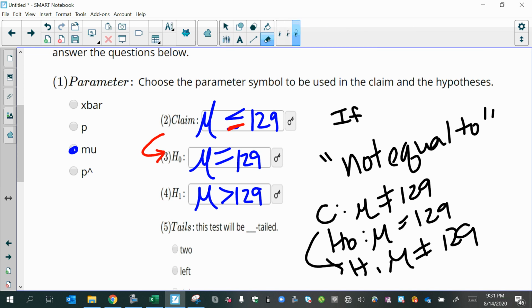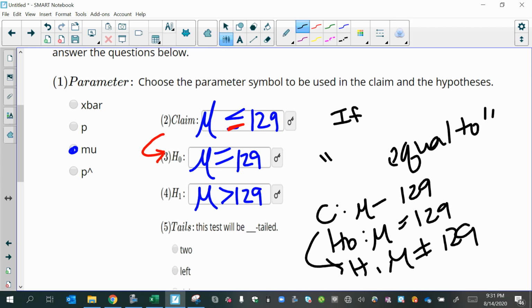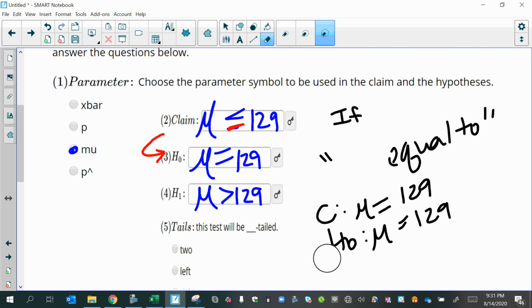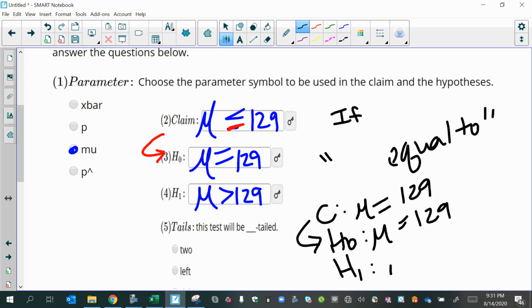And if the claim was that it is equal to, then the equality that's in your claim would mean that it's going to fall under the null hypothesis. Okay, so your claim falls under the null hypothesis, then your alternative would be the complement of the claim. Hope that helps.